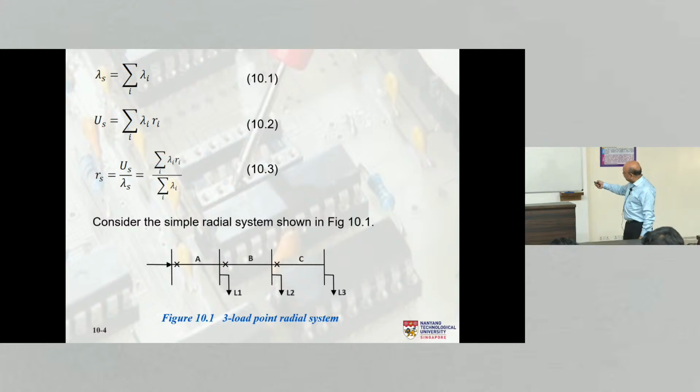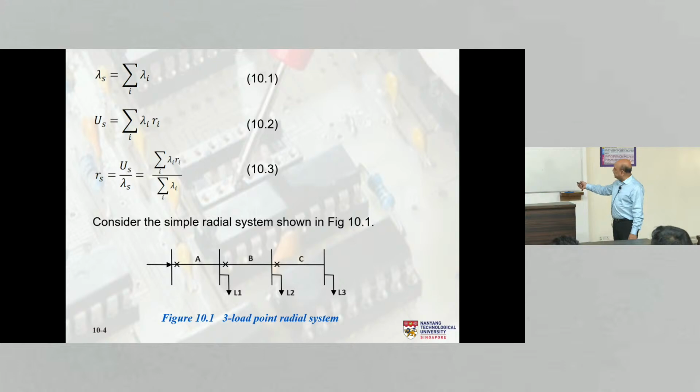Now, let's talk about the failure of section B. If this fails, this breaker will trip and it will not affect the load point 1, correct? That means load point 1 can continue to be served. If there is a failure of component C, it will not affect load point 1, clear?